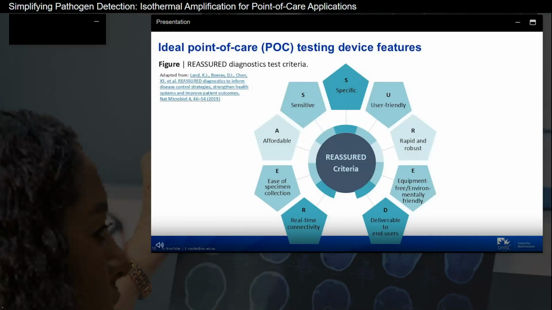And D, for deliverable to end users. Finally, the ideal test must be accessible to those who need it most.